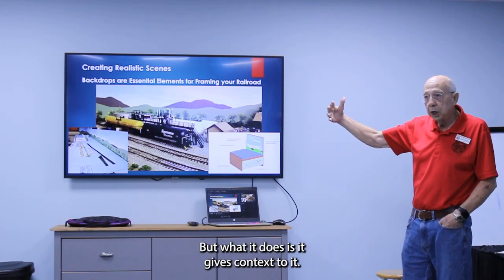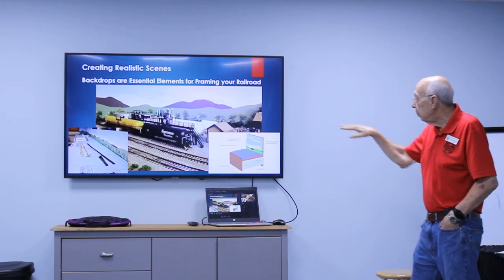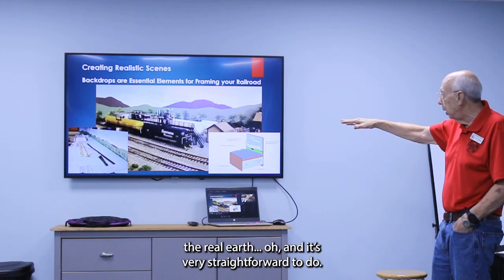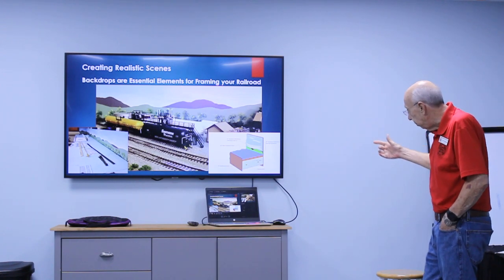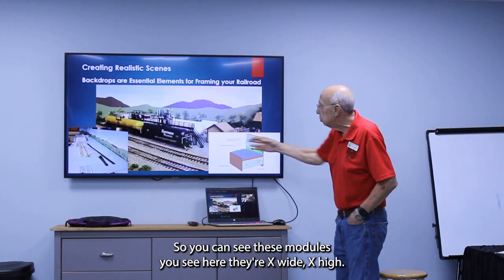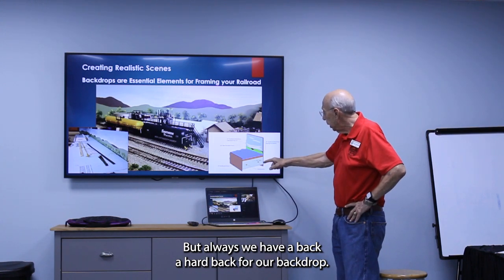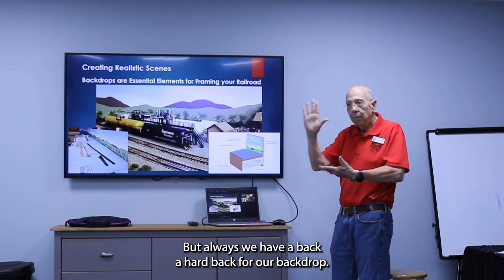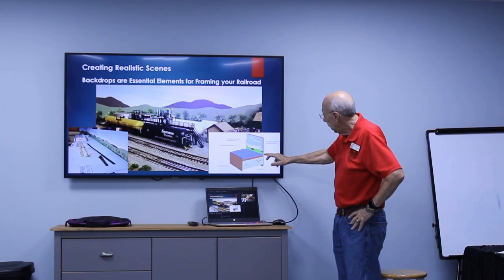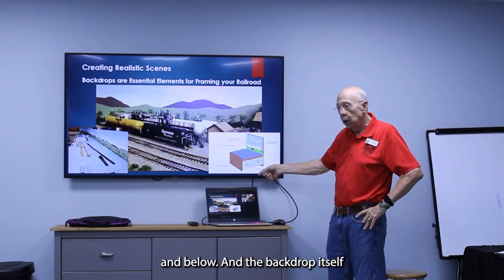But what it does is it gives context to it. If it was just blank behind there, you wouldn't see it. But here, you look at it, your eye sees that it's real, that it's realer than it would be. Only it's very straightforward to do. Mine is modular. So you can see these modules you see here, they're X wide, X high. But always we have a hardened backdrop. And mine is like 18 inches tall, okay? It extends 6 inches above it and maybe an inch below.